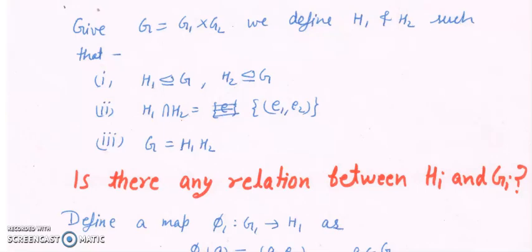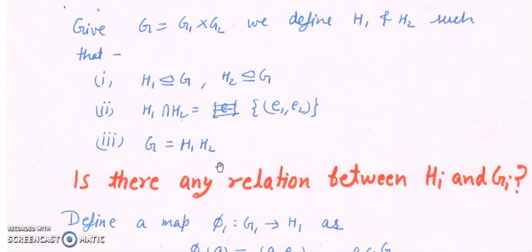In part 1 of this lecture, we have seen that given a group G, which is an external direct product of G1 and G2, there exist two subgroups H1 and H2 such that H1 is normal in G, H2 is normal in G, and H1 intersection H2 is the identity of the group G, and G is equal to H1H2, that is, G can be written as a product of H1 and H2. Moreover, H1 is isomorphic to G1 and H2 is isomorphic to G2.